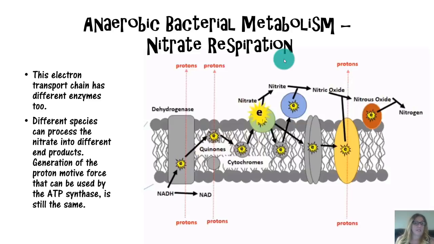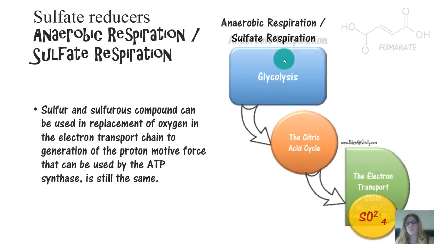So this electron transport chain also does have different enzymes than we see in the electron transport chain that we looked at earlier. Different species can process the nitrate into different end products. The generation of the proton motive force that can be used by the ATP synthase is still the same. So the general concept is always still the same.